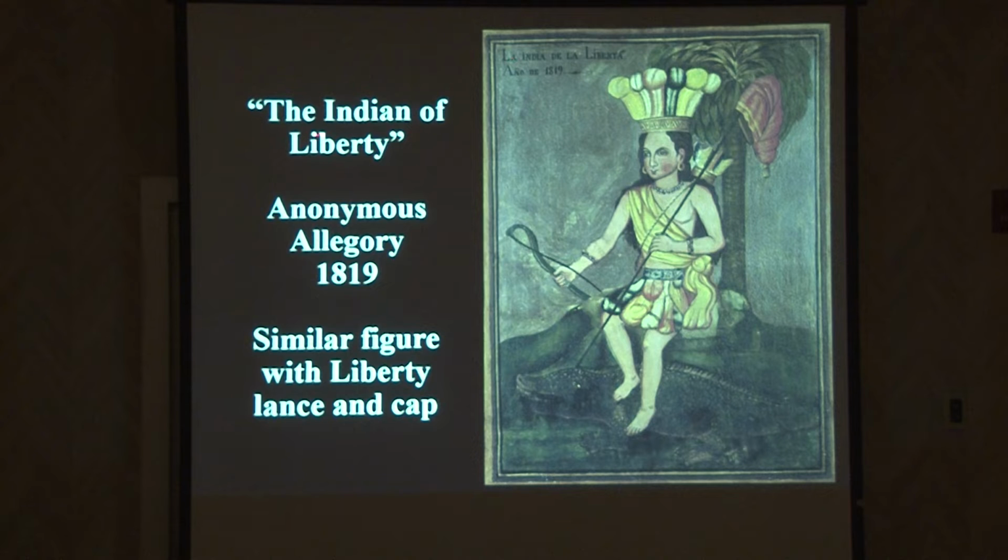This one is called The Indian of Liberty. Again, an anonymous allegory from 1819. It's a very similar figure. We have our feathered cap, right? Bow. She's got a lance here with what on it? Phrygian cap of liberty, right? She's got a feathered skirt.